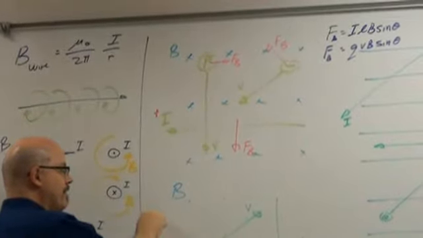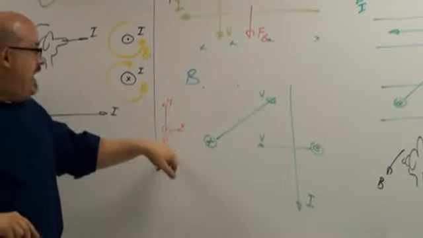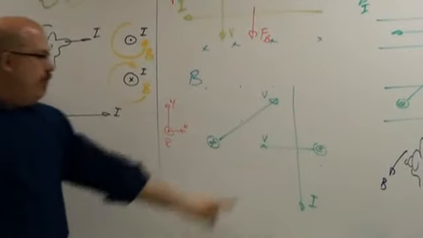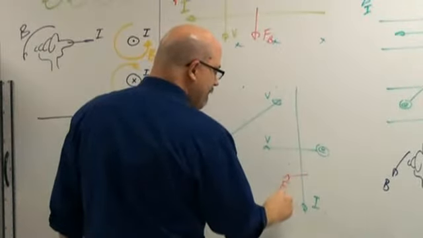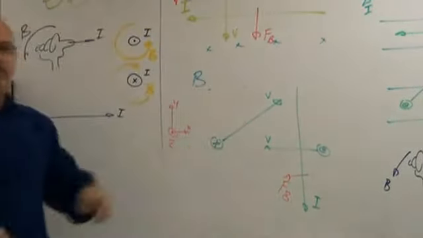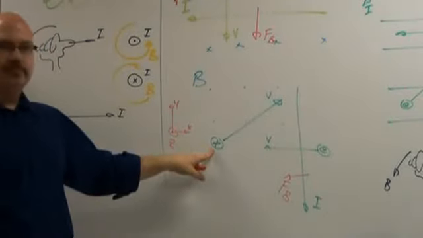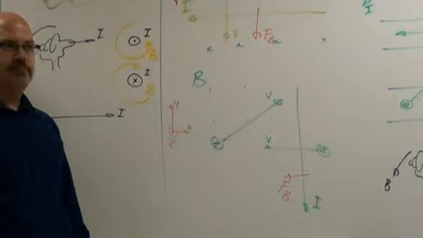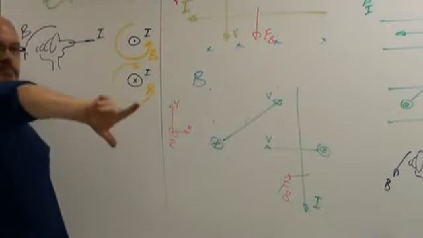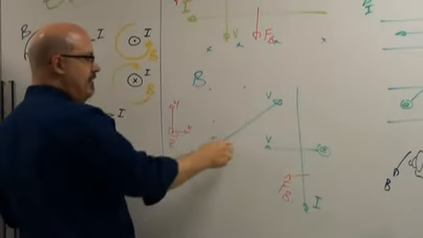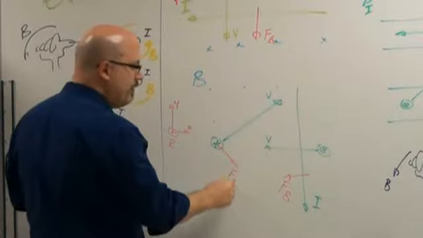Here, let me help you out on that. Okay, if they gave you this coordinate system, what would you say for the force? Negative X. Okay, what about this positive charge? Which way? Fourth quadrant. Towards the fourth quadrant, yeah. Positive X, negative Y, so it's going to be down here into the fourth quadrant.